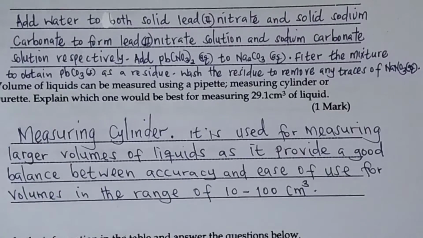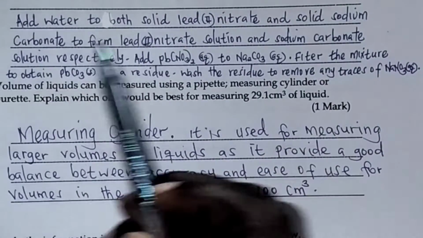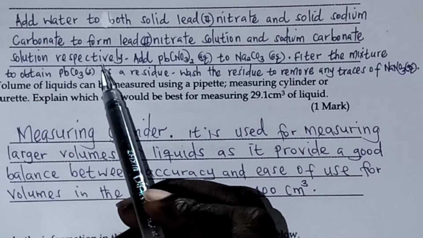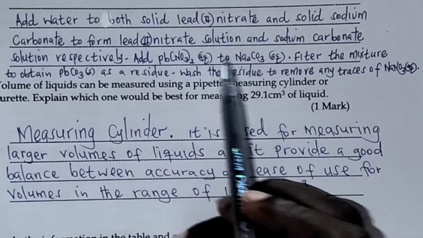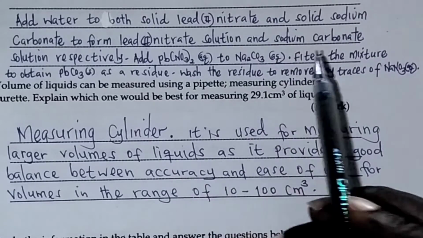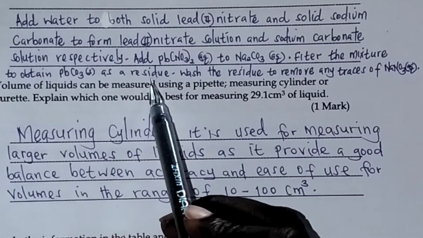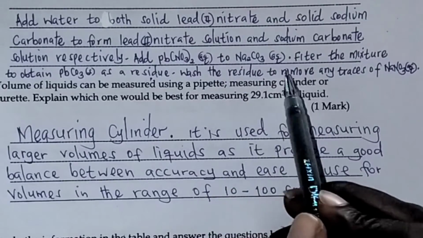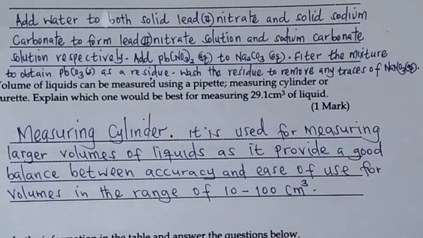So we are going to say add water to both solid lead 2 nitrate and solid sodium carbonate to form lead 2 nitrate solution and sodium carbonate solution respectively. Then we have to add lead 2 nitrate solution to sodium carbonate solution. Filter the mixture to obtain lead 2 carbonate as a residue. Then after that, we wash the residue to remove any traces of the sodium nitrate solution. That's how we are going to prepare that lead 2 carbonate.